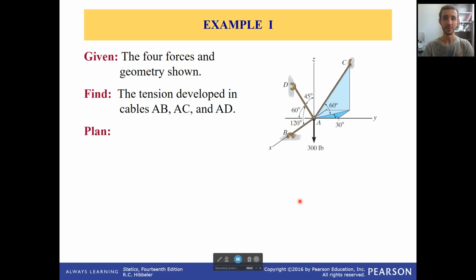Hello everyone, welcome back. So this time we're going to be doing a 3D equilibrium problem.